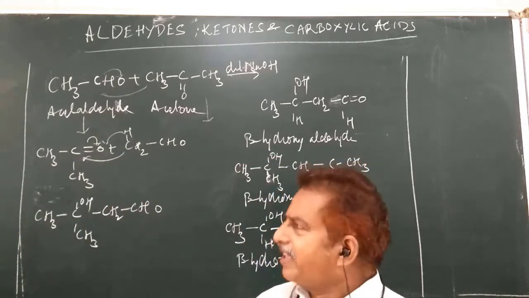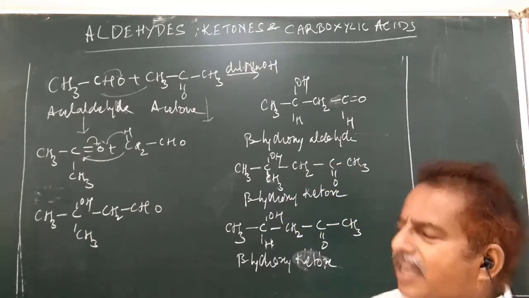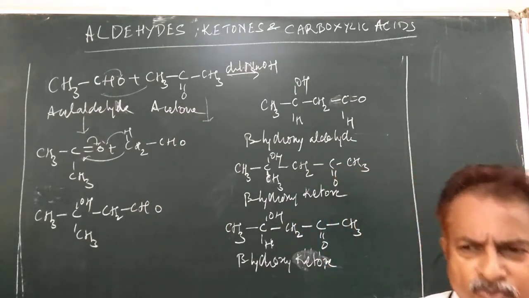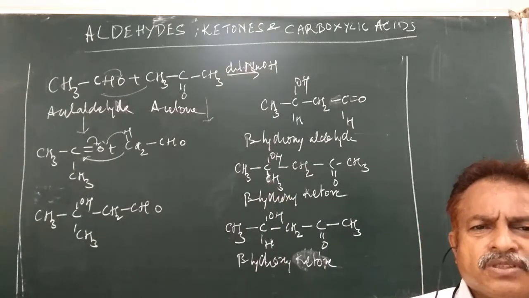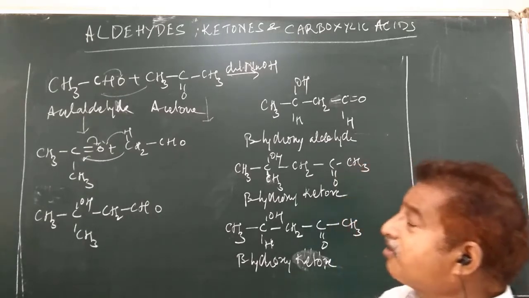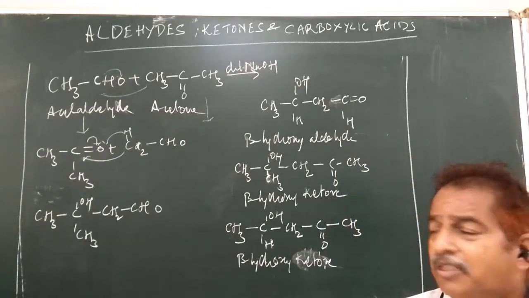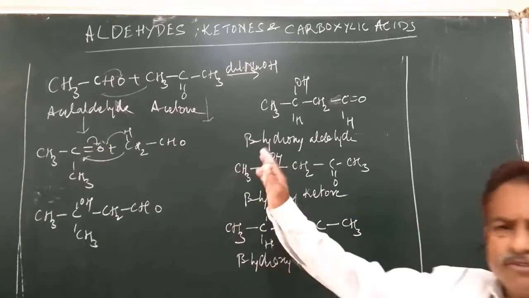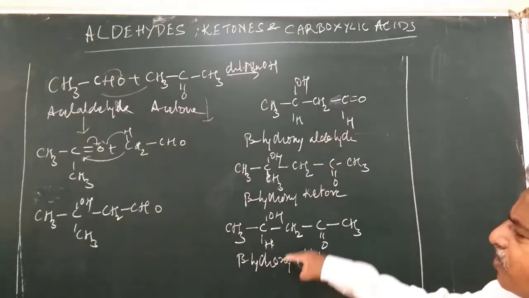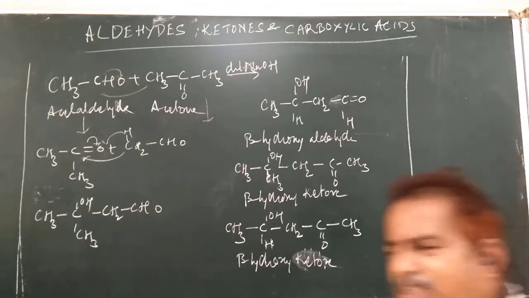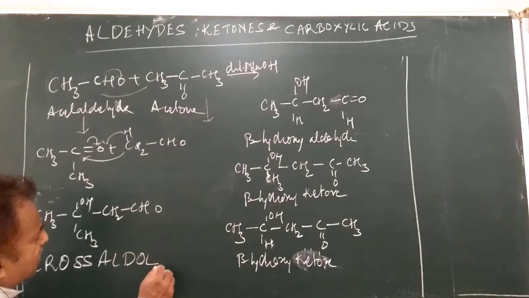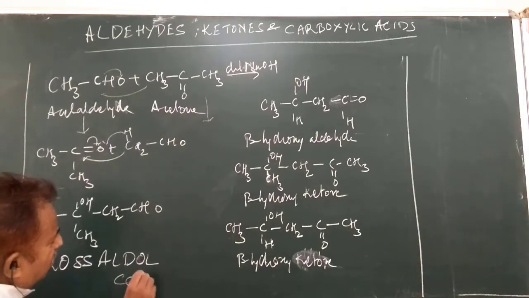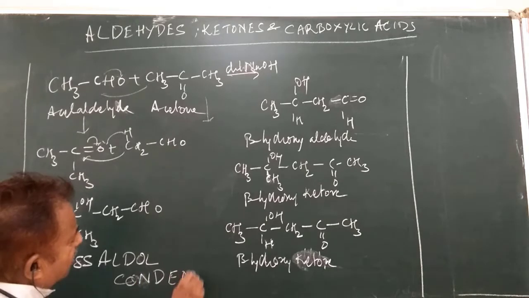So when we take two different substances, either ethanol and propanol, or ethanol and acetone, or acetone and butanol, we get four types of different compounds, and such an aldol condensation is known as cross-aldol condensation.